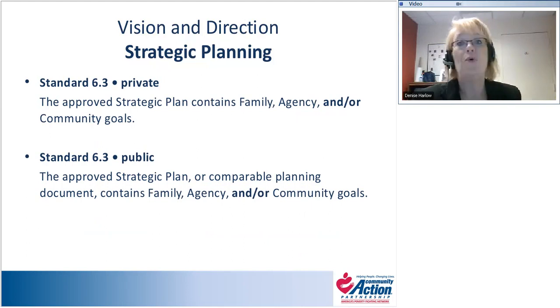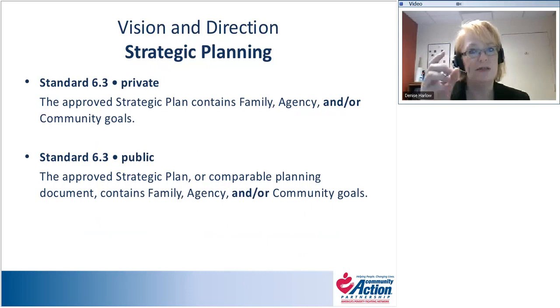And I know the ROMA Next Gen folks are looking at new indicators around community goals. Those are critical because we're called to have that, again, macro change at the community level. But again, here in the standards, it's and/or these issue areas. And people say, well, Denise, how do I document? Do I have to have a family, agency, community section in my plan? And I would say, no, you don't.